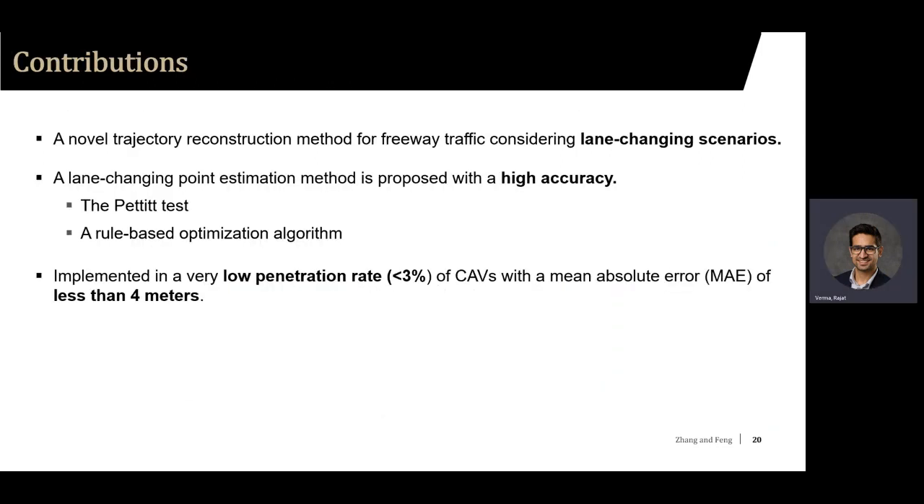So our contribution could be summarized as follows. First, it is a novel trajectory reconstruction method for freeway traffic considering lane changing behaviors. Second, a lane change point estimation method is proposed with very high accuracy. First, we applied the Pettitt test, and then we applied the rule-based optimization algorithm.